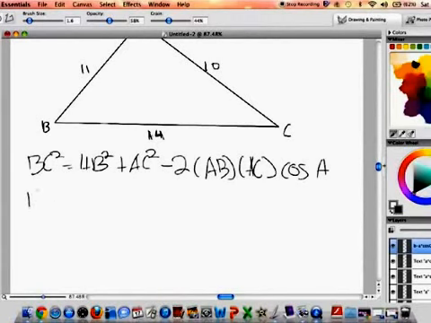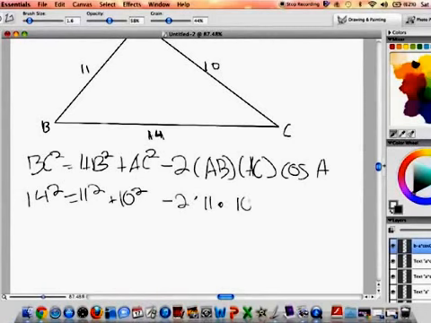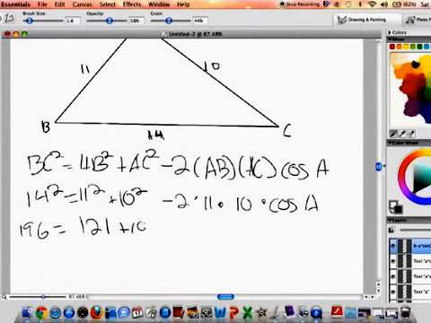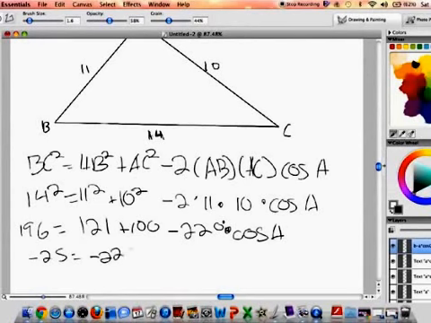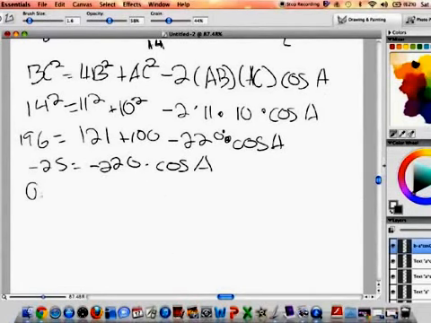So when you plug in the values, you get 14 squared is equal to 11 squared plus 10 squared minus 2 times 11 times 10 times cos A. So that goes into 196 equals 121 plus 100 minus 220 times cos A. And that equals negative 25 is equal to negative 220 times cos A, and that equals 0.1136 is equal to cos A.